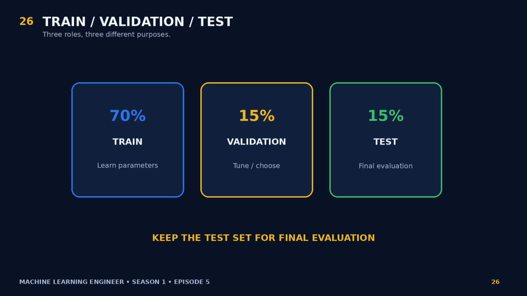Before training, we usually divide the dataset into separate parts. Training data is used to learn the model. Validation data helps us make development decisions such as choosing a model or tuning hyperparameters. And the test set is kept aside for the final evaluation. The exact percentage can vary depending on the project and dataset size.